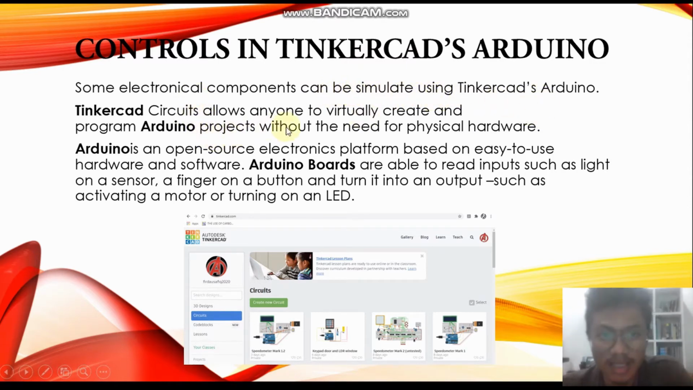Today I will present the controls in Tinkercad's Arduino. Some electronic components can be simulated using Tinkercad's Arduino. Tinkercad Circuits allow anyone to virtually create and program Arduino projects without the need for physical hardware. Arduino is an open source electronics platform based on easy to use hardware and software. Arduino boards are able to read inputs such as light on a sensor or a finger on a button, and turn it into an output such as activating a motor or turning on an LED.